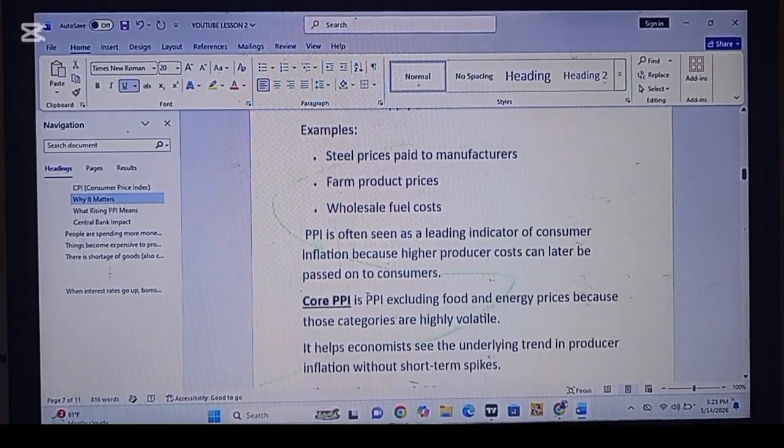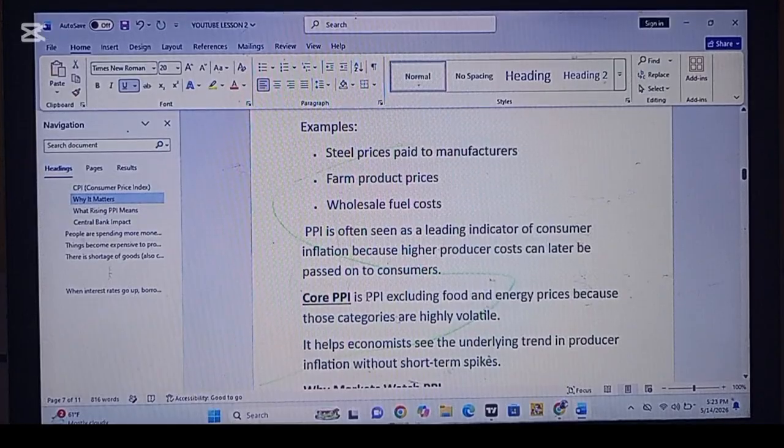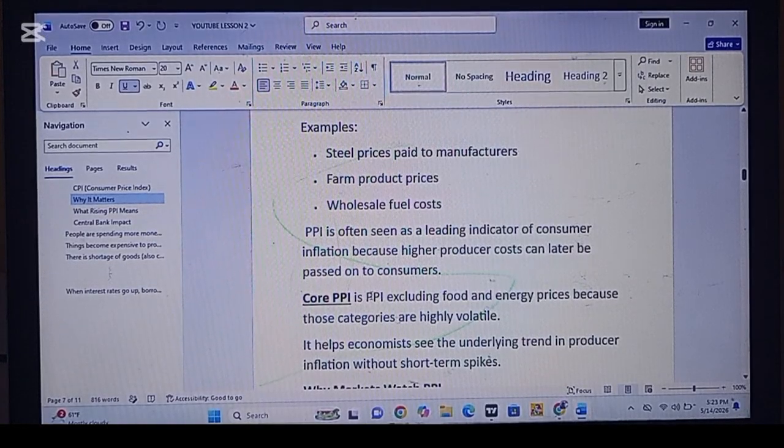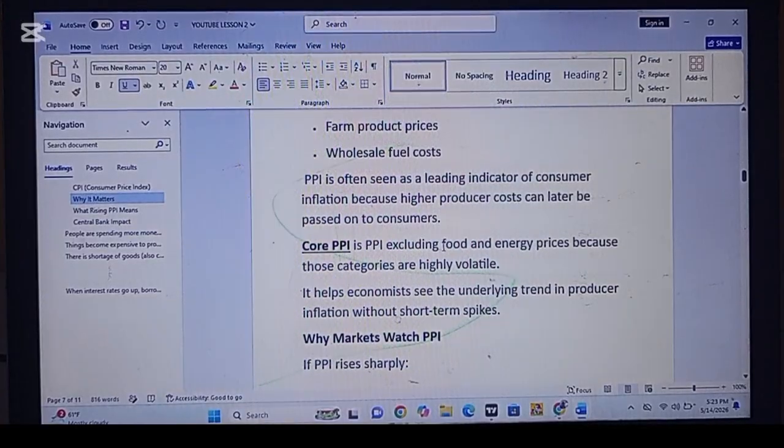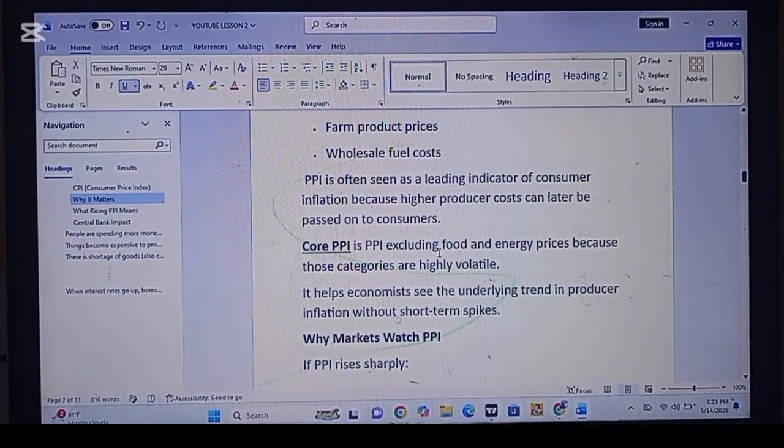So PPI is often seen as a leading indicator of consumer inflation, because higher producer costs can later be passed to consumers. This is what I've been talking about. Core PPI excludes food and energy. I've told you those food and energy prices are very volatile. So core PPI shows us the long-term trend of inflation in a particular economy.